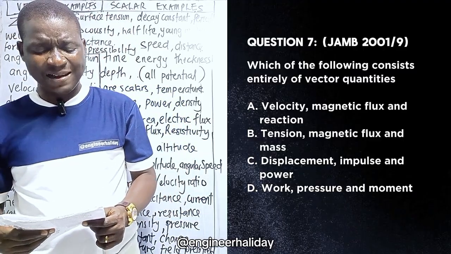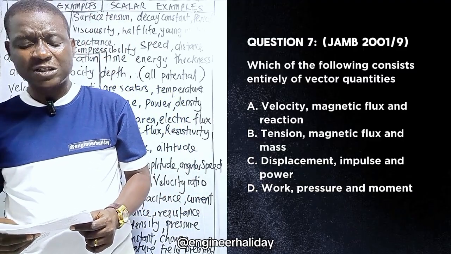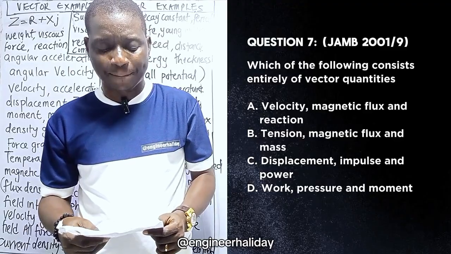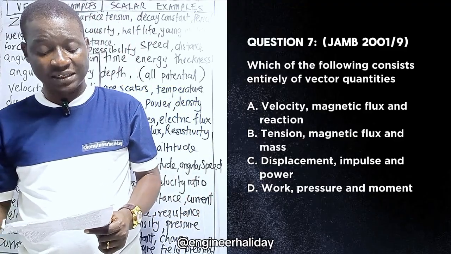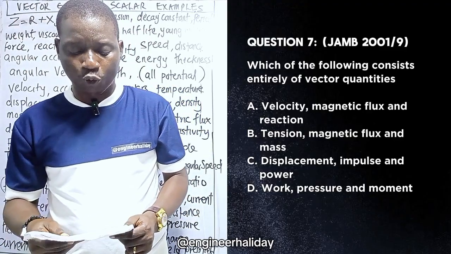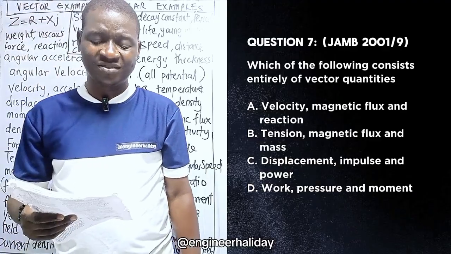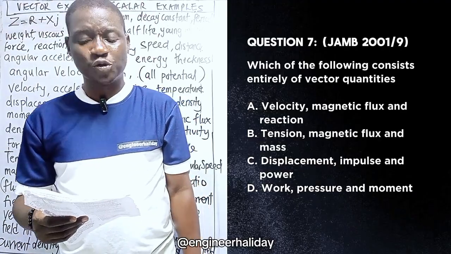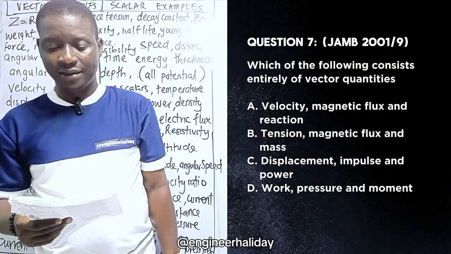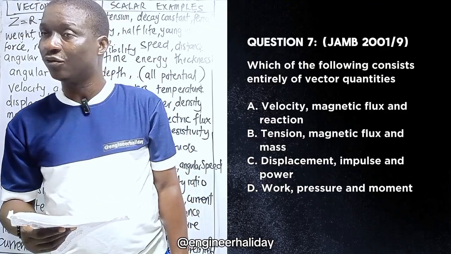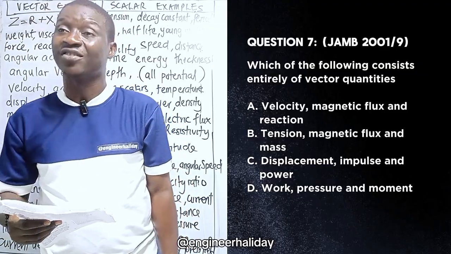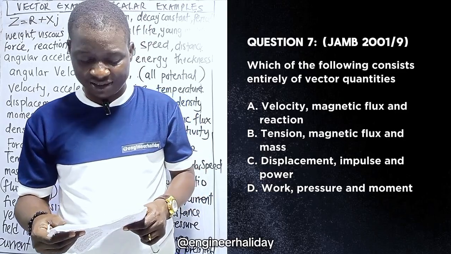C says displacement, impulse, and power. Displacement and impulse are vectors, while power is a scalar. Then D says work, pressure, and moment. That one is also not correct. This is 2001, number 9. I think none of the options is correct. So I will say that no answer is correct for the 2001 JAM question number 9.